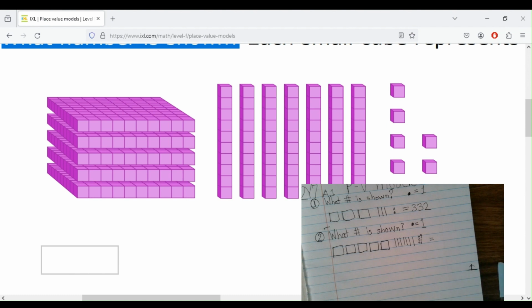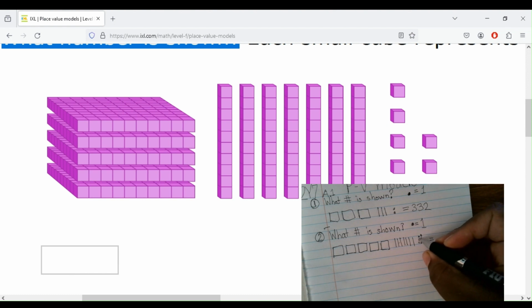So what number is shown? Since this unit cube represents one whole unit, the longs represent tens, and the flats represent 100s. 100, 200, 300, 400, 500, 510, 520, 530, 540, 550, 560, 570, 571, 572, 573, 574, 575, 576, 577, 578.